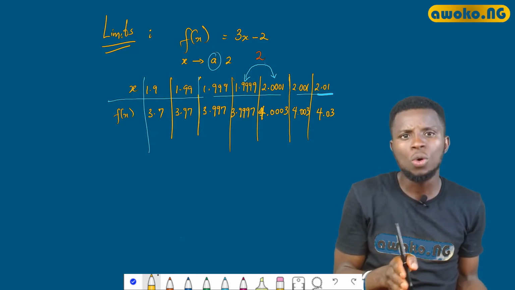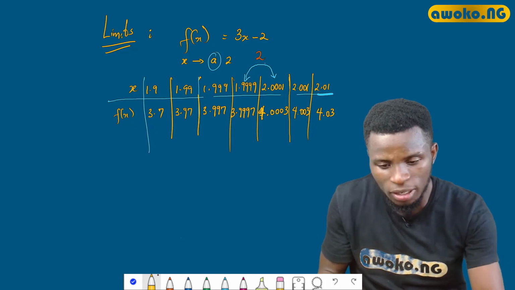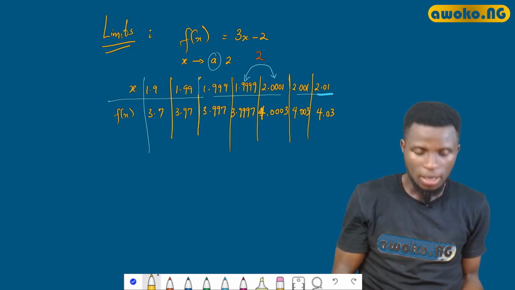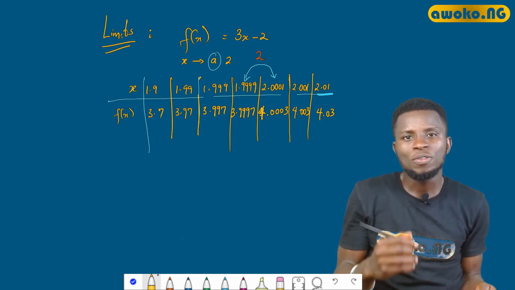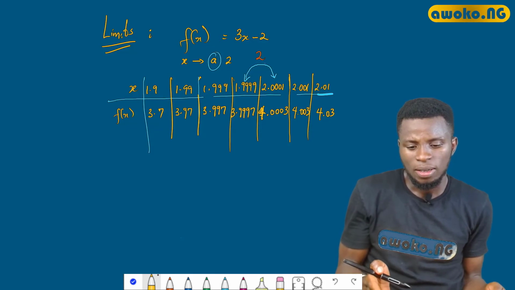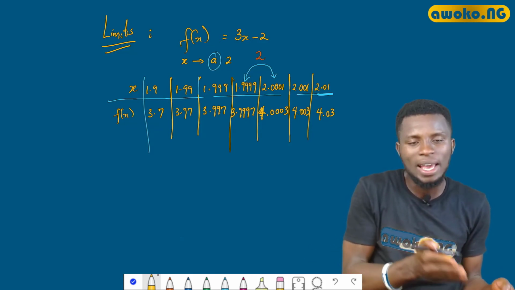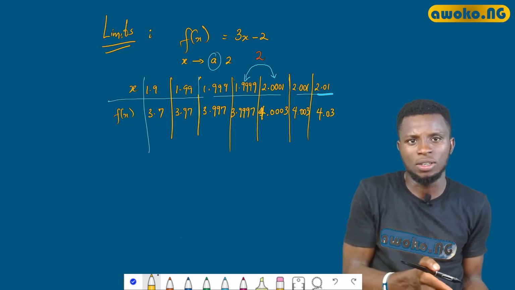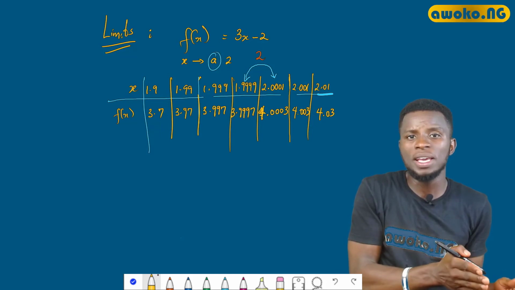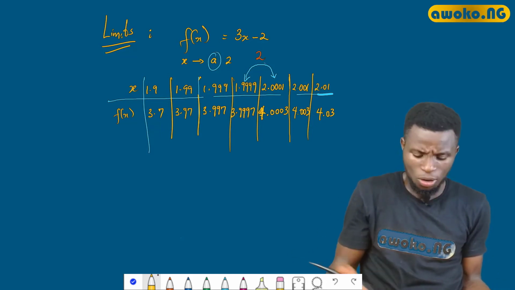Is that okay? So, by definition, what we simply have is that the function f of x gets closer. If we make f of x closer to a particular number, let's say the number is L.